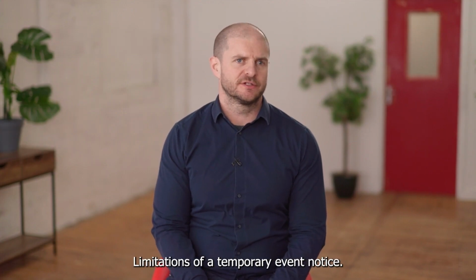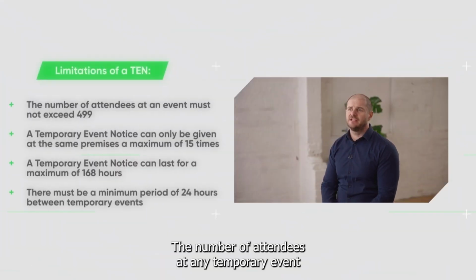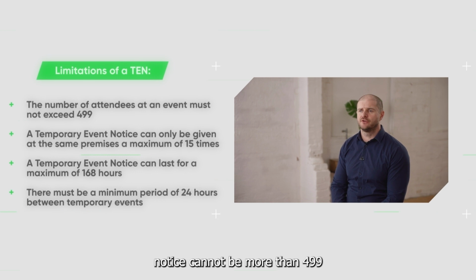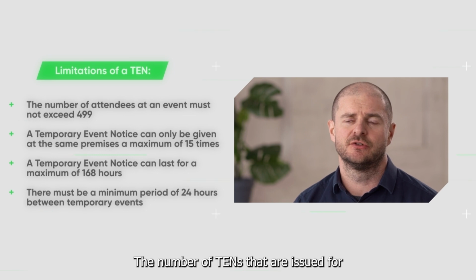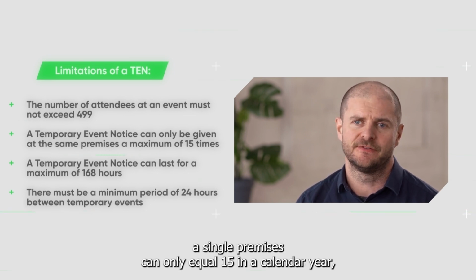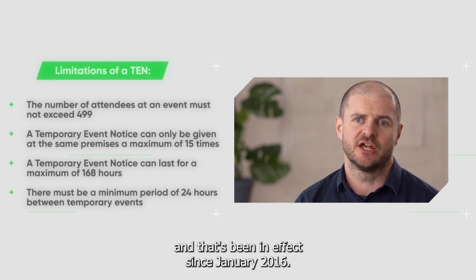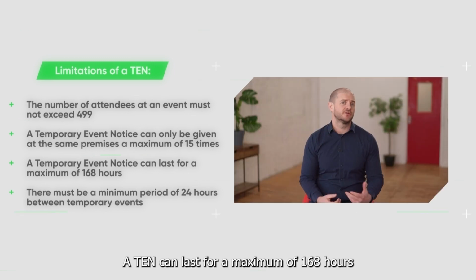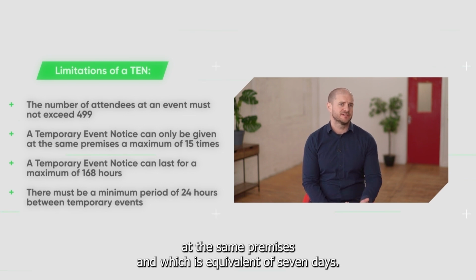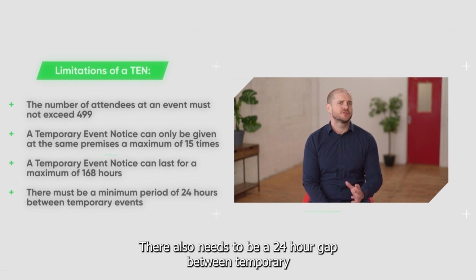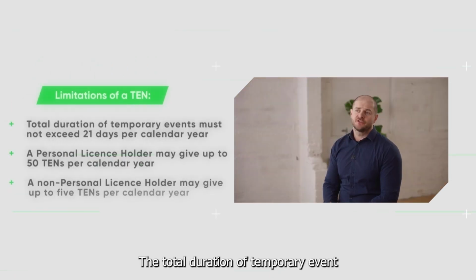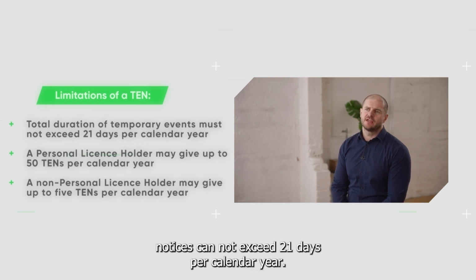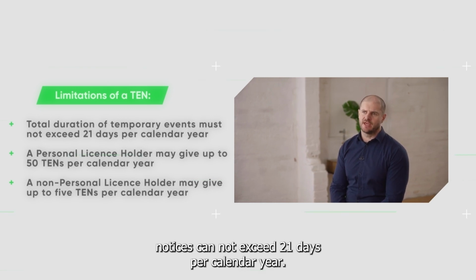Limitations of a temporary event notice. The number of attendees at any temporary event notice cannot be more than 499, and this includes staff. The number of TENs that are issued for a single premises can only equal 15 in a calendar year, and that's been in effect since January 2016. A TEN can last for a maximum of 168 hours at the same premises, which is the equivalent of 7 days. There also needs to be a 24-hour gap between temporary event notices held at the same premises by the same user. The total duration of temporary event notices cannot exceed 21 days per calendar year.